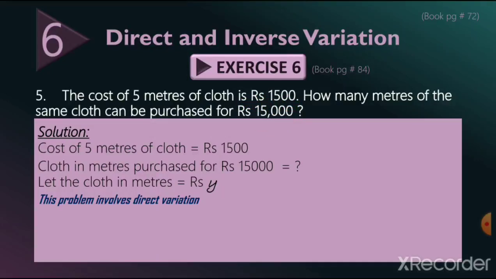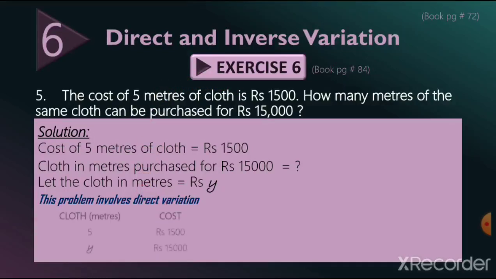Okay, so as you see, we are increasing the cost from 1500 to 15,000. So if we are increasing the cost, we can purchase more units of this cloth. So both are increasing, the cost and the meters both are increasing. That's why it includes direct variation.